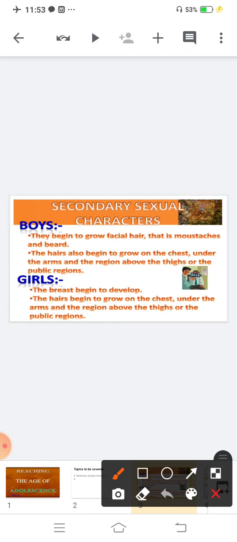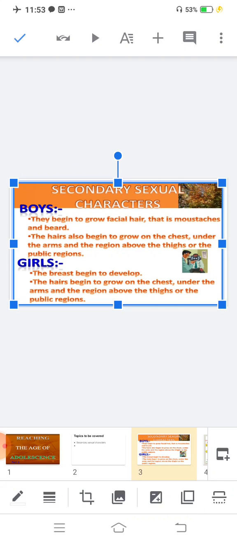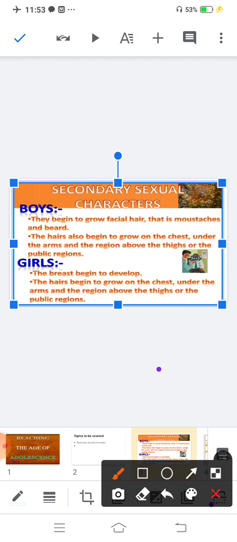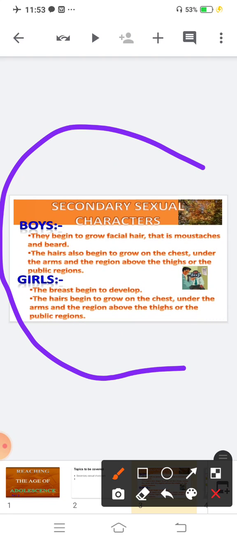They begin to grow facial hair, that is mustache and beard. Hair also begins to grow on the chest, the underarms, and the region above the thighs, the pubic region. Is this clear? These are the secondary sexual characters which we can see in boys.